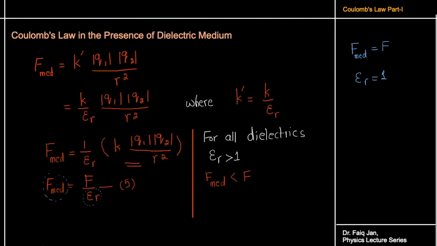Equation 5 can also be written as epsilon r is equal to F divided by F medium. So one can also define the relative permittivity or dielectric constant as the ratio of the two forces: when the charges are placed in air to the force when there is some non-conducting medium between the charges.